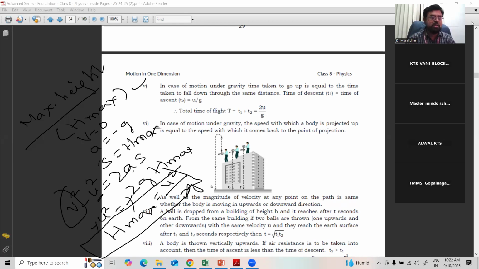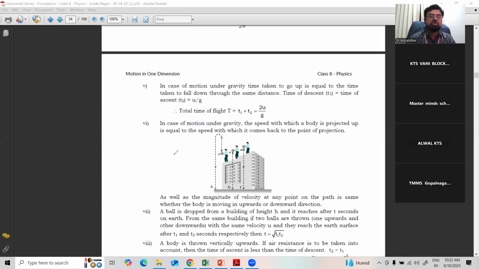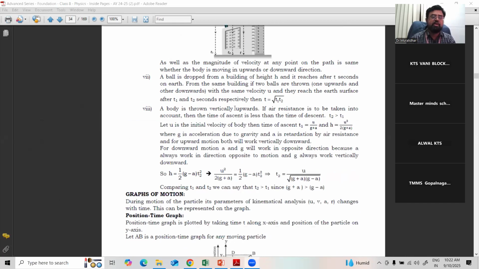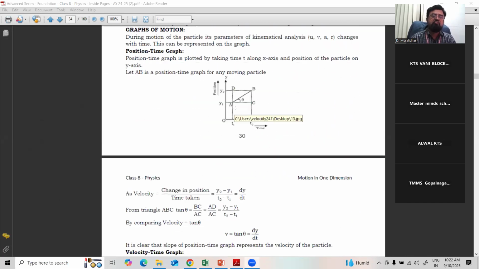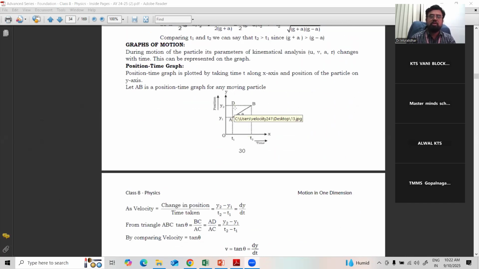So all these conditions will come whenever a body is under the influence of gravity. Using these conditions, you can find out the velocity, distance, maximum height. Everything you can find out. Even graphically also you can understand the motion of the body, whether the body is going uniformly, non-uniformly, or at rest, or going in the negative direction. Everything can be found by the graph of motion.